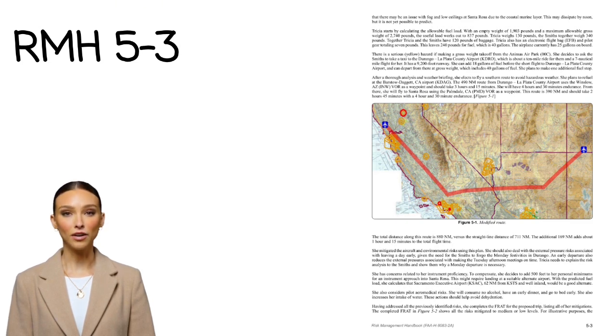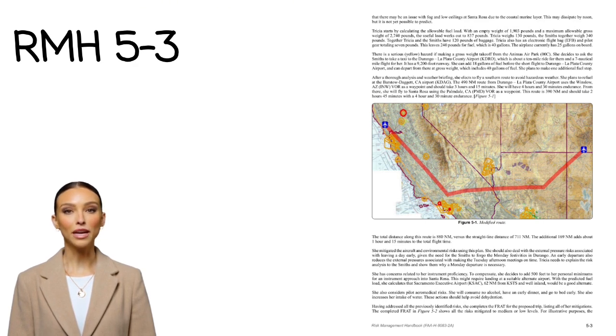She mitigated the aircraft and environmental risks using this plan. She should also deal with the external pressure risks associated with leaving a day early, given the need for the Smiths to forego the Monday festivities in Durango. An early departure also reduces the external pressures associated with making the Tuesday afternoon meetings on time.